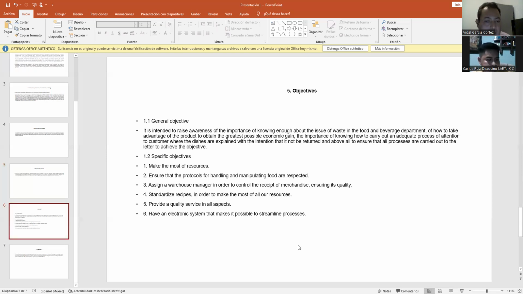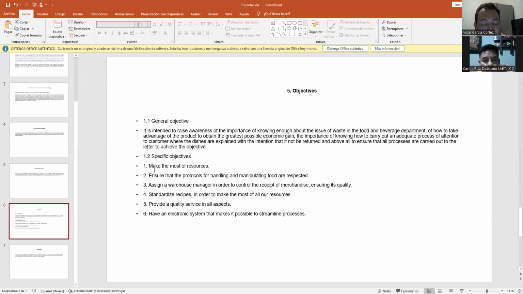Objectives. General objective. It is intended to raise awareness of the importance of knowing about the issue of waste in the food and beverage department, of how to take advantage of the product to obtain the greatest possible economic gain. The importance of knowing how to carry out an adequate process of attention to the customer where the dishes are explained with the intention that they not be returned, and above all to ensure that all processes are carried out to the letter to achieve the objective.